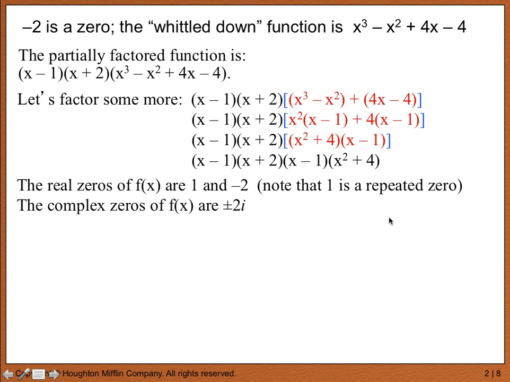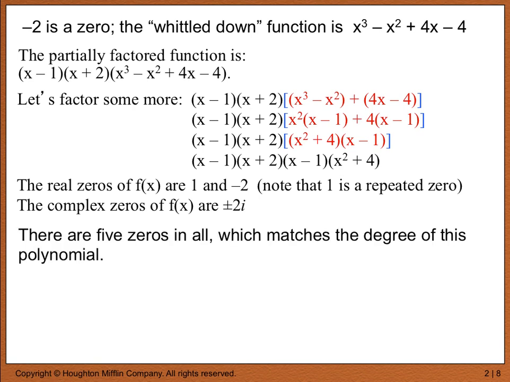And the complex zeros are plus or minus 2i. If I put 2i in for x and square it, I get negative 4. Negative 4 plus 4 is 0. And if I put negative 2i in for x and then square it, I get negative 4. And negative 4 plus 4 is 0. So I found that there are 5 zeros in all. I have 1, 1, negative 2, positive 2i, and negative 2i. So I have 5 zeros in all, and that matches the degree 5 of this polynomial.